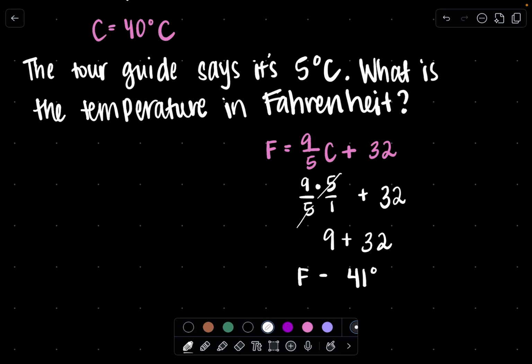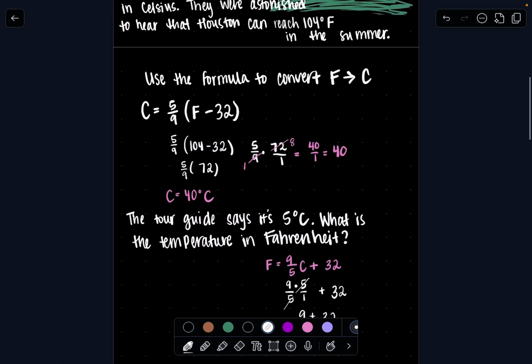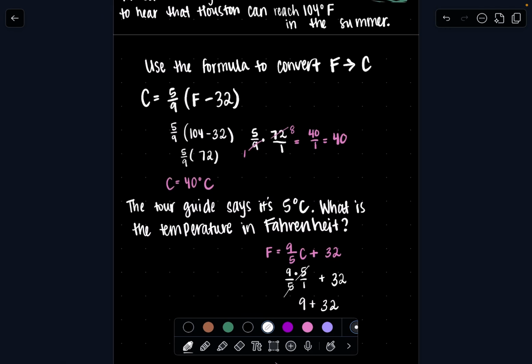Okay, so if our tour guide said it's 5 degrees Celsius outside, we can think in America, this would be 41 degrees Fahrenheit. It gets tricky when you travel and run into different temperatures. So I just wanted to share with you that fun example and how we can use this in the real world.